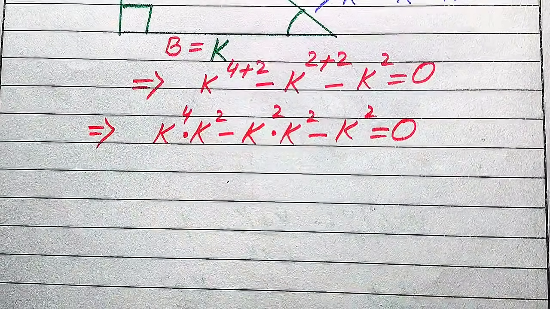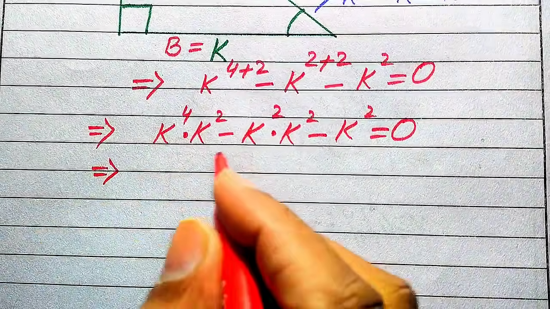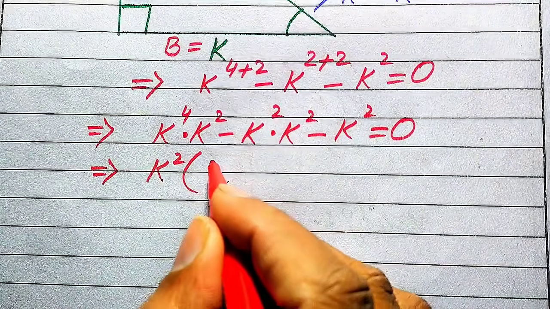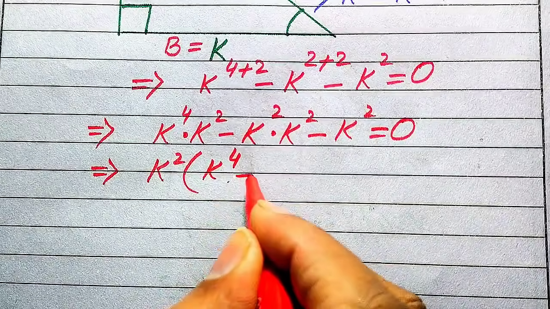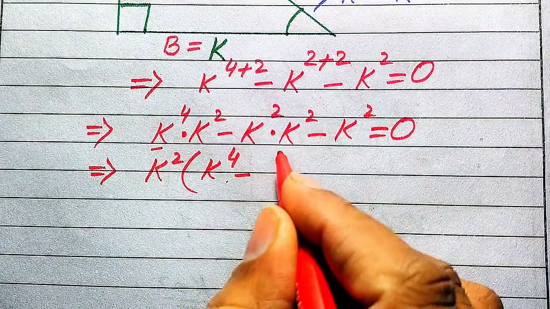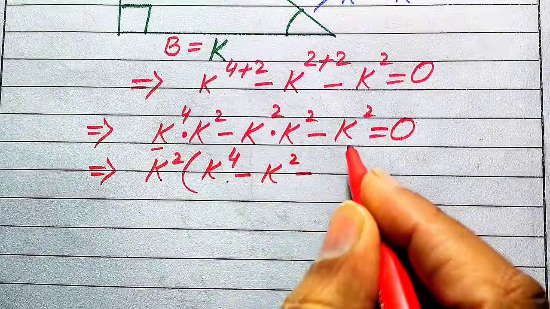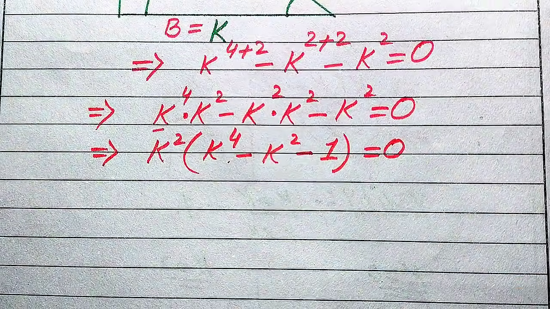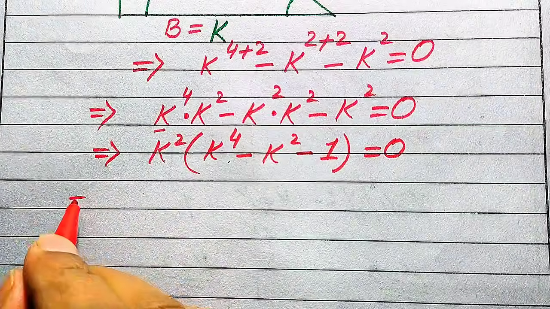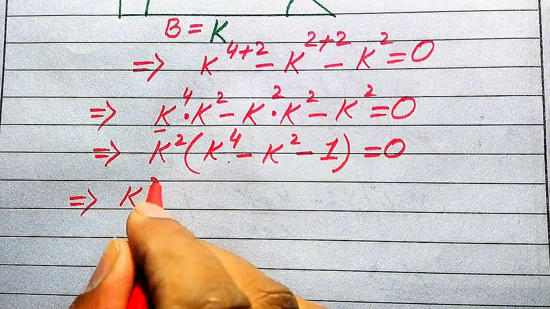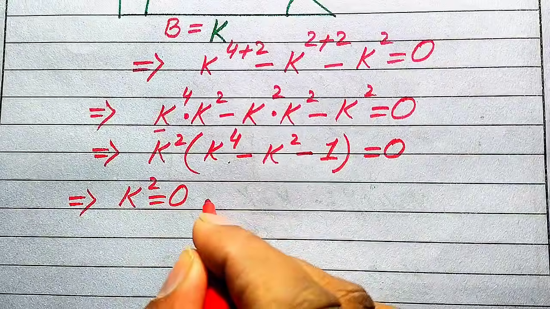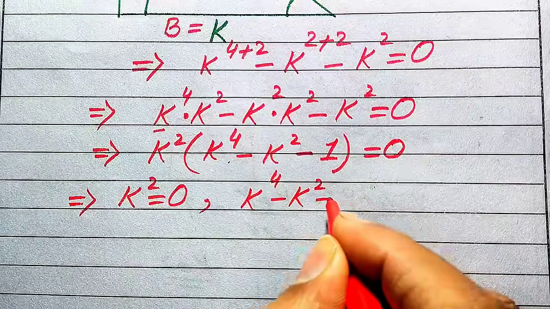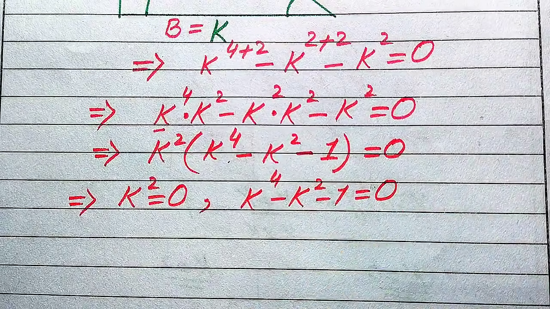And in the next step you see here all of these terms involve k squared, so we will take common k squared from here, and after taking common k squared we get the remaining values: from here we get k to the power of 4 minus, from here we get k squared minus, from here we get 1 only, and this whole equation is equal to 0. And now we divide this equation into two cases. The first case is we write k squared equals 0, and the second case is we write k to the power of 4 minus k squared minus 1 is equal to 0.